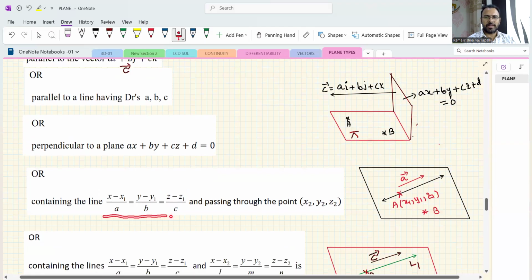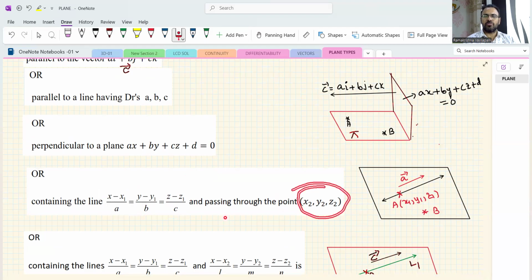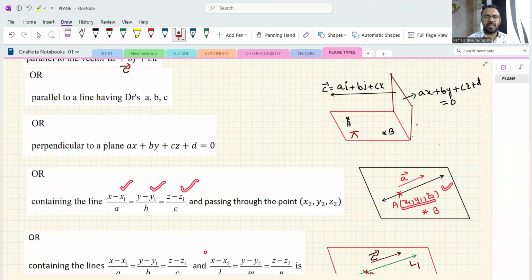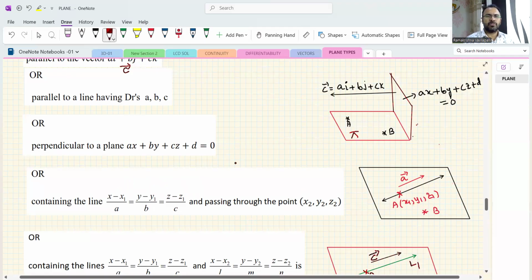this is also important. Containing the line and passing through x2, y2, z2. Well, okay. Containing the line. So a plane contains the line is nothing but the plane is parallel to that line. A plane contains the line is nothing but this line is parallel to the plane. So here see that the line passes through x1, y1, z1. Hence the plane also passes through x1, y1, z1. And also it passes through x2, y2, z2.